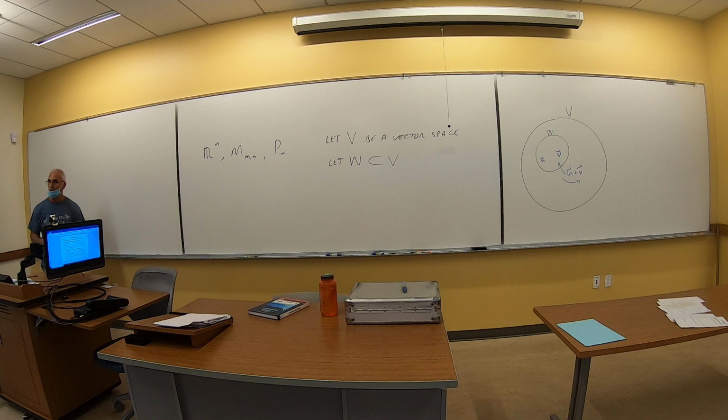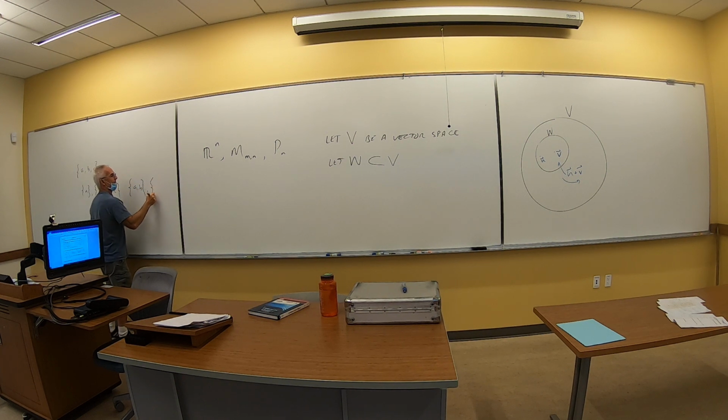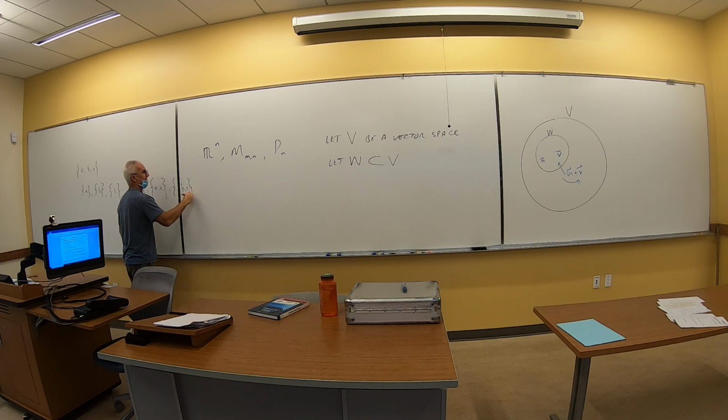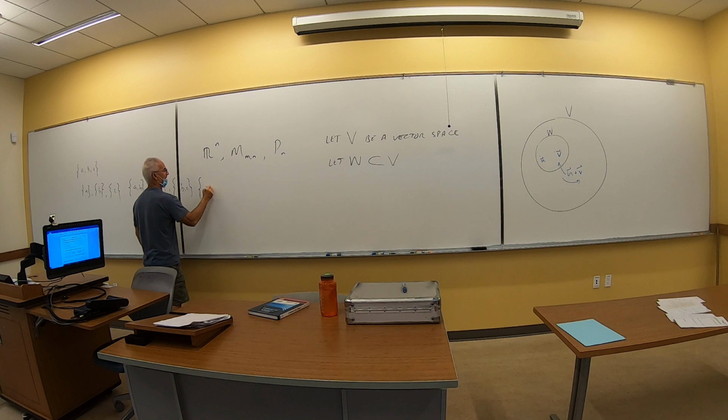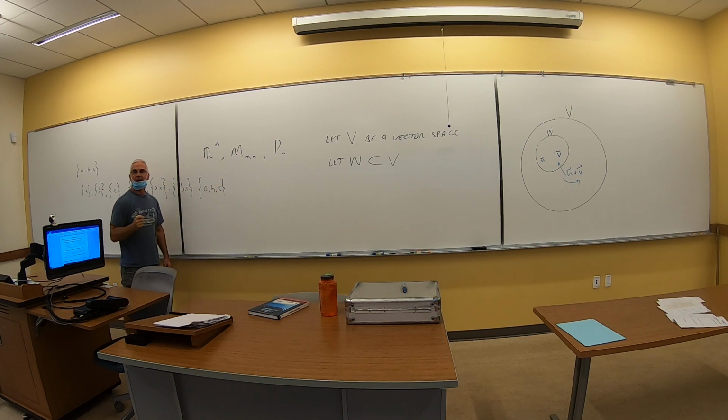So let me take a really simple set of things. I have this set, A, B, C. Well, I could have A, I could have B, I could have C, I could have A and B, I could have A and C, I could have B and C. Are there any left? Well, how about the whole thing? And then there's one more.